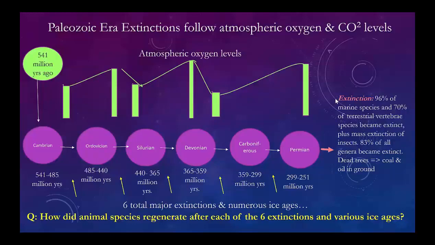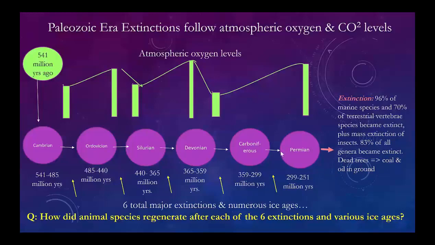an extinction means you lose a lot of the plants and animals, including those in the water and on land. And in the last one, it was a very serious extinction, where 96% of all the marine species and 70% of the terrestrial vertebrates all became extinct. And many of the plants did as well. And the plants died, and when they went into the ground, they generated what we now pull out as coal and oil from the ground. These are all from these extinctions.